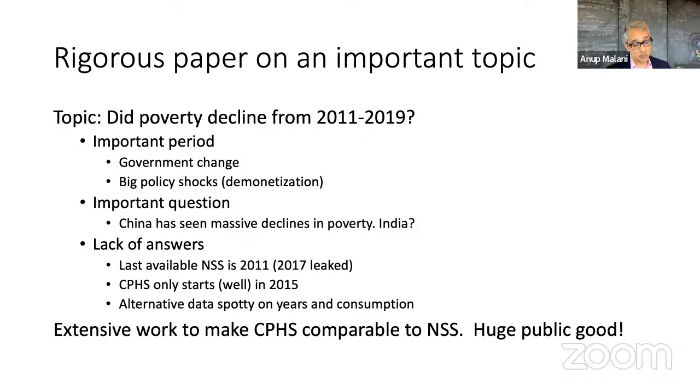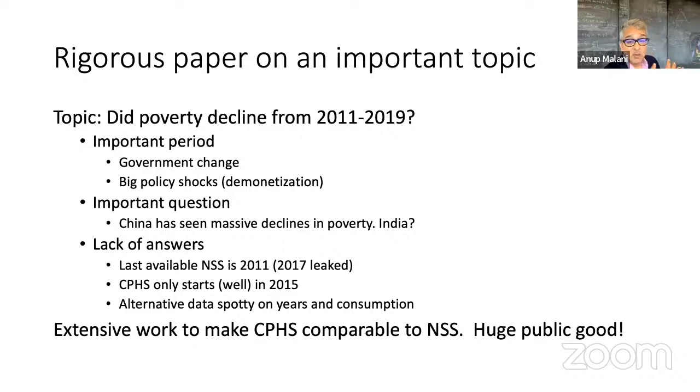What additionally makes this important is that we haven't had good answers, I think, until the authors came along. The last available NSS is 2011, 2017 was leaked. But again, there's a big gap. CPHS, which I'm a big fan of, starts, I think, well in terms of settling down its sample only in 2015. So we've got this big gap between 2011 and 2015. Alternative data, there's plenty. The authors review that quite extensively, but it's spotty because it's not consistent throughout. And you might wonder whether the data on consumption are as good.